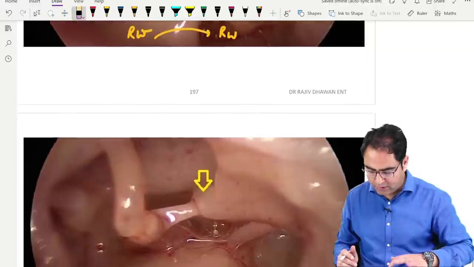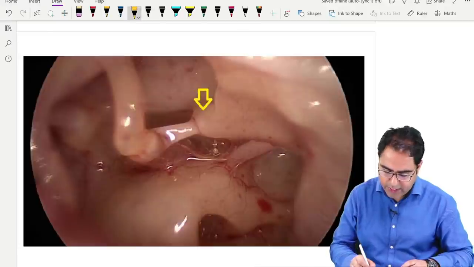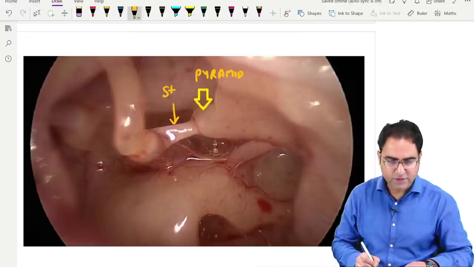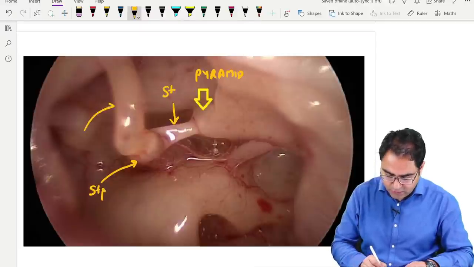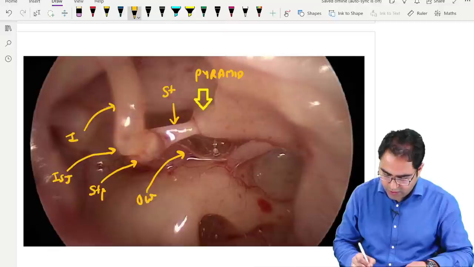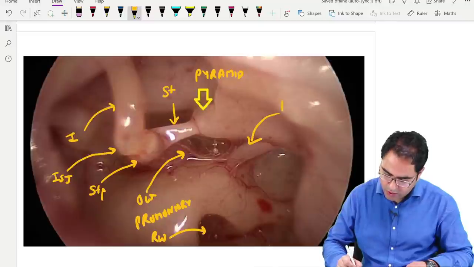Are you clear about the medial wall of the middle ear? Everybody revise with me. What is this yellow arrow indicating? Pyramid. What is this muscle? Stapedius muscle. What is this ossicle? Stapes. What is this ossicle? Incus. What is this joint? Incudostapedial joint. What is this window? Oval window. What is this projection called? Promontory. What is this window? Round window.